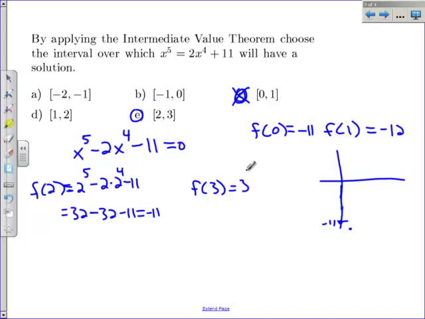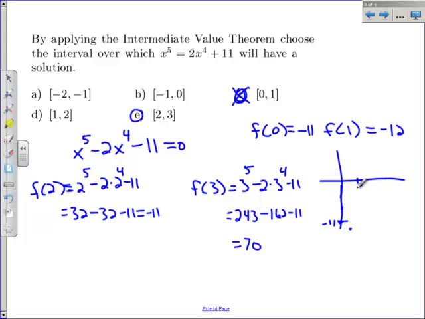Now what about f of 3? This is going to be 3 to the fifth minus 2 times 3 to the fourth minus 11. Now 3 to the fifth is 243. 3 to the fourth is 81. 81 times 2 is negative 162 minus 11. Now 243 minus 162, that's going to be 81. 81 minus 11 is 70. So what does that tell us?